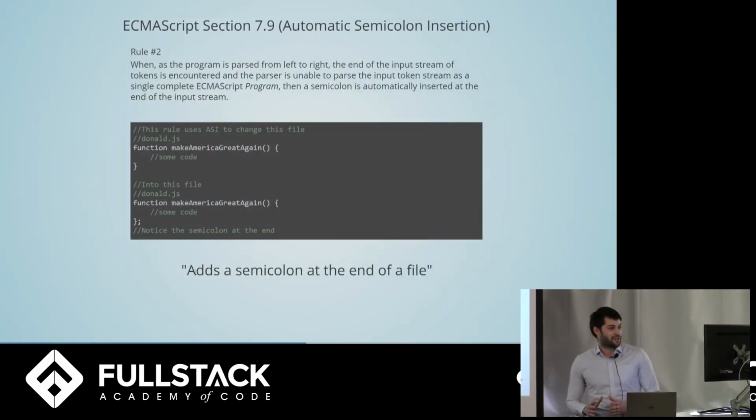So this second rule, I think, is a really complicated way of saying that it's going to insert a semicolon at the end of a file. So if we had this one file, and we ran some code, it's just going to put a semicolon at the end of the file, which is pretty nice.